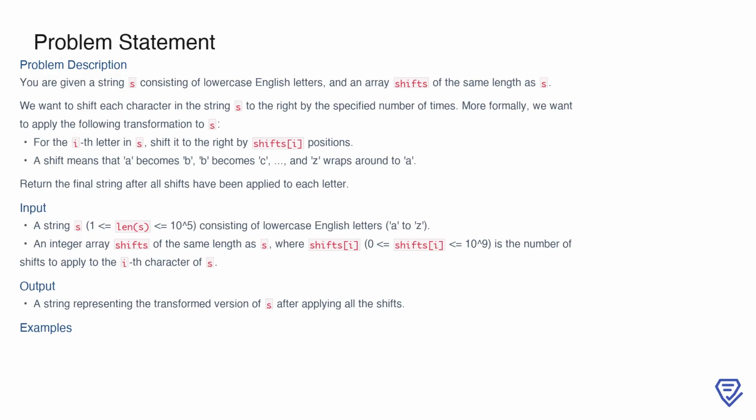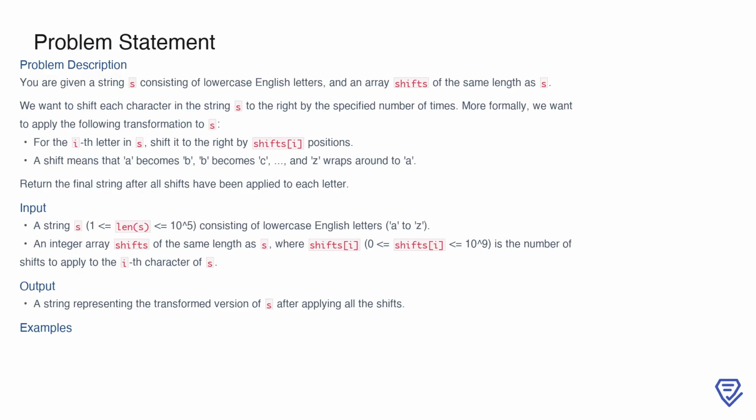To clarify, a shift means that each letter moves forward in the alphabet. A becomes B, B becomes C, and so on. When we reach Z, it wraps around back to A. For example, shifting Z by one position results in A. The task is to return the final string after applying all these shifts to the characters in S.